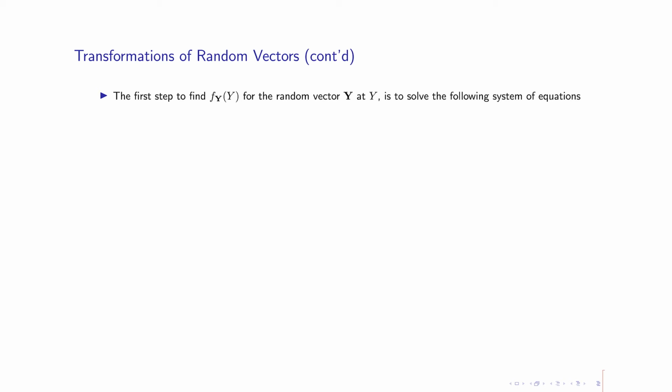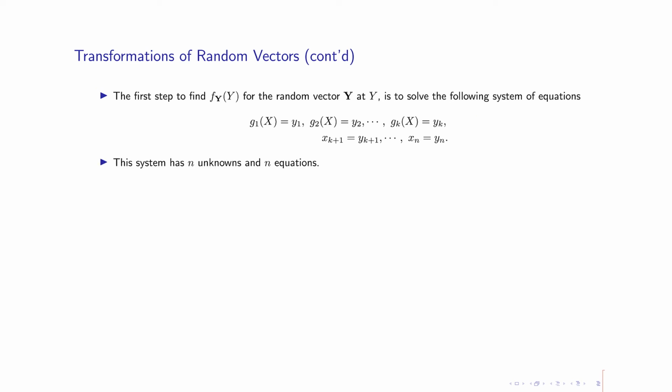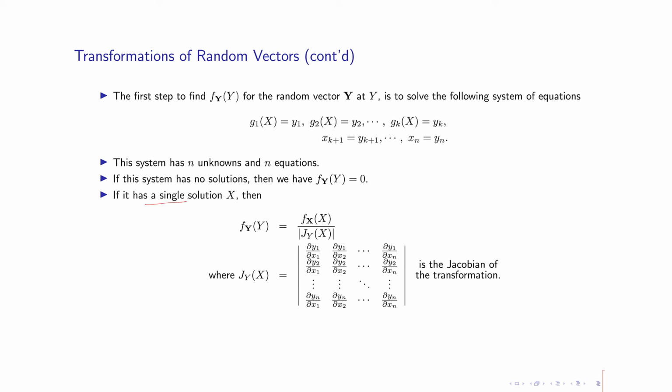And this step is to solve the following system of equations, because you have y1, which is a known value, and then you put the values of x. So you get k equations, and here you get n minus k equations. So in total you have n equations, n unknowns, and then you try to solve it. If there is no solution, the PDF of this is 0. You may have one unique solution, or multiple solutions. If there is no solution, the PDF of y is 0. This is obvious. And if you have a single unique solution, then the PDF of y is equal to the PDF of x at the solution of this set of equations.